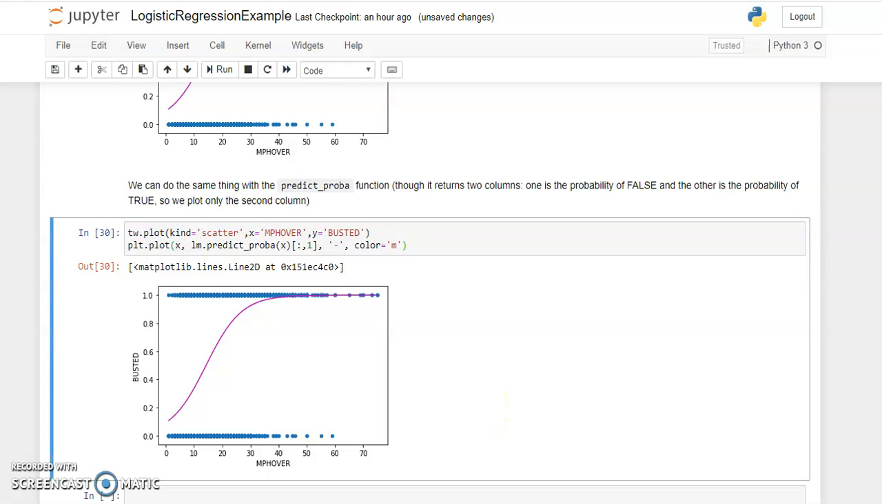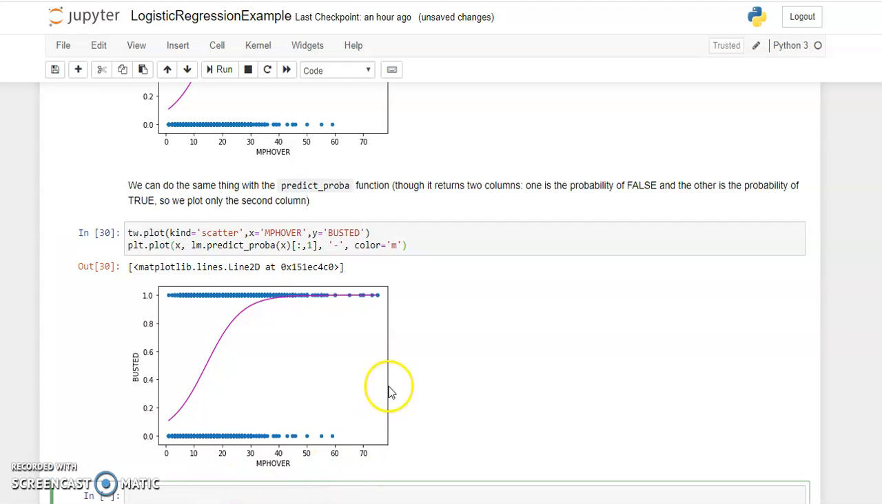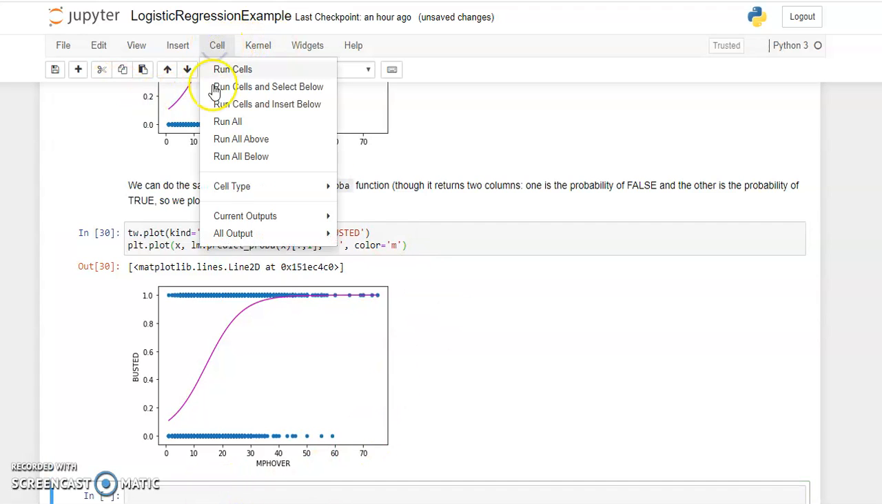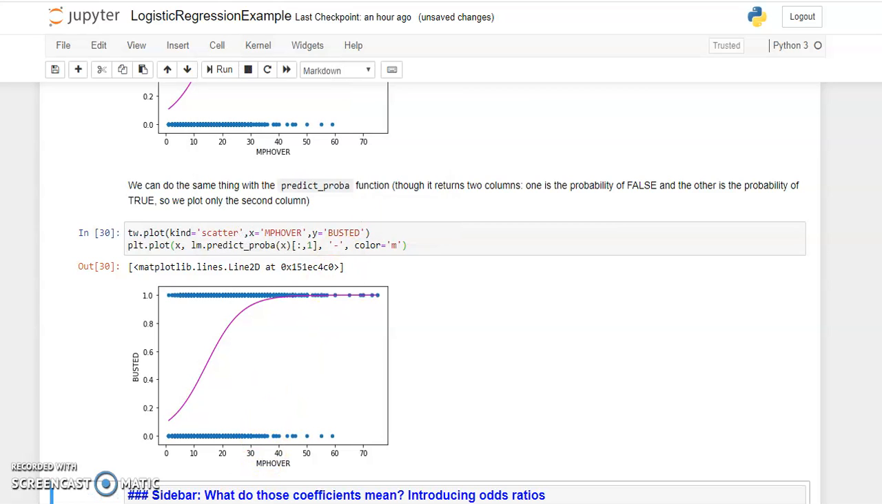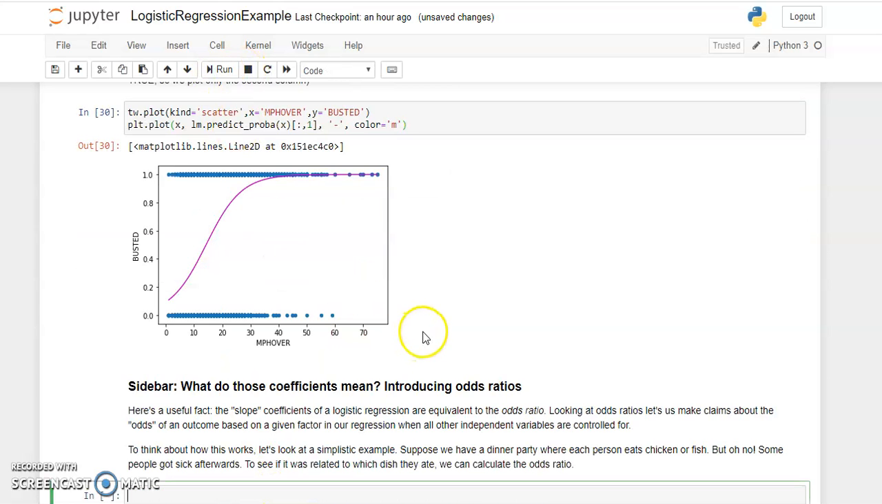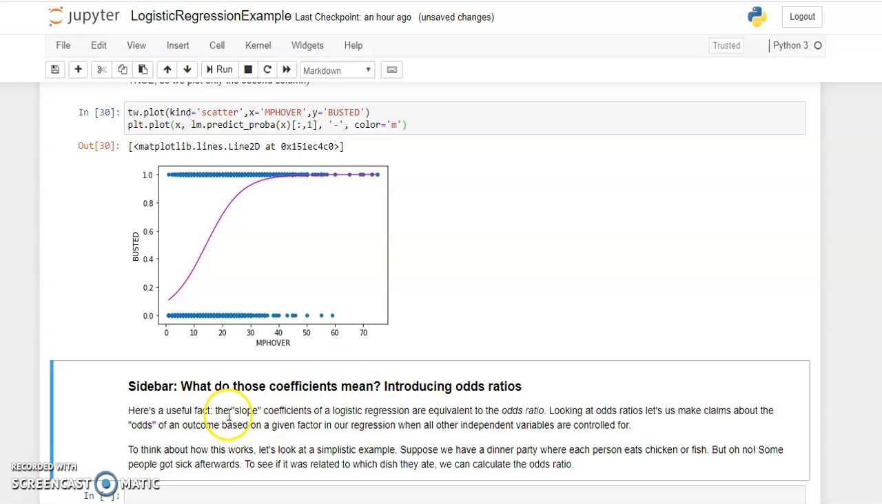Okay, so one thing that is interesting about logistic regressions is what the coefficients mean. In our linear regression, the coefficient is the slope of the line, right? It is the change in the dependent variable for every unit change in the given independent variable. The slope coefficients of a logistic regression mean something different, but also pretty cool, which is the odds ratio. And so looking at the odds ratio is what lets us make some claims about the odds of an outcome based on a given independent factor in our regression.